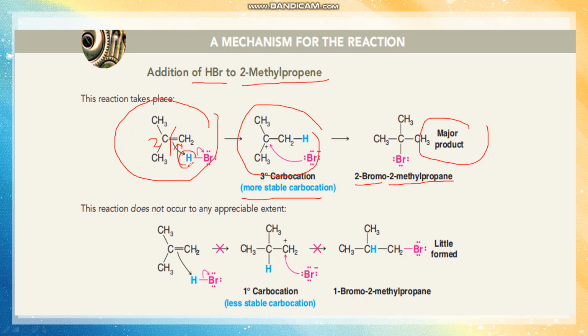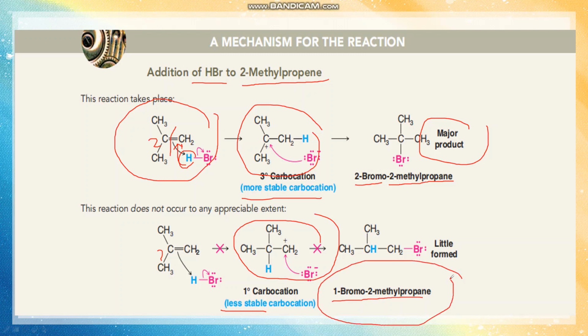What happens when this hydrogen atom is added to carbon number 2? When this hydrogen atom is added to carbon number 2, it will form a primary carbocation. A primary carbocation is less stable as compared to a tertiary carbocation, so the product is 1-bromo-2-methylpropane, and this is less likely to be formed. This reaction is less favored.